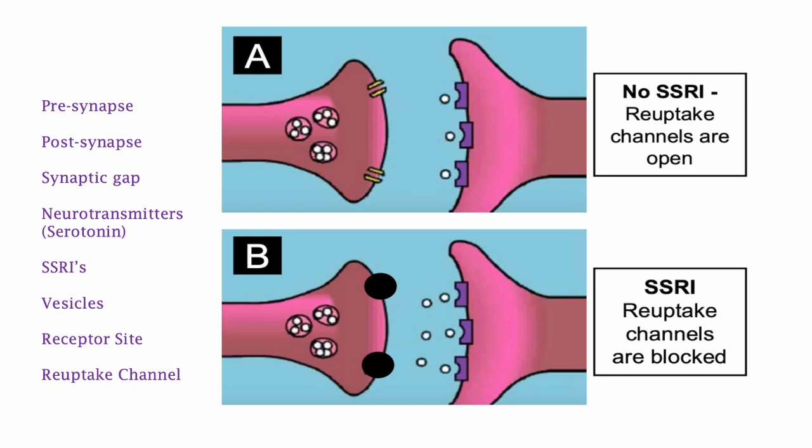So what we can see here is in the original, the reuptake channels are open, which means serotonin goes back into the presynapse and less of it binds to the postsynapse, less of it continues that message. Whereas here, when those reuptake channels are blocked by SSRIs, serotonin remains in the synapse and continues to stimulate that postsynapse, allowing messages to be sent and an improved mood.